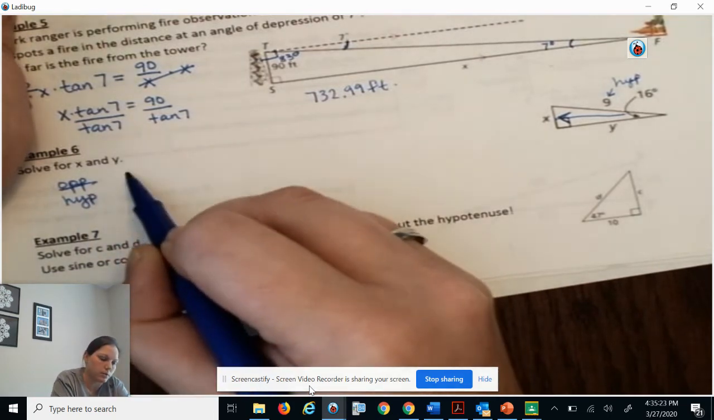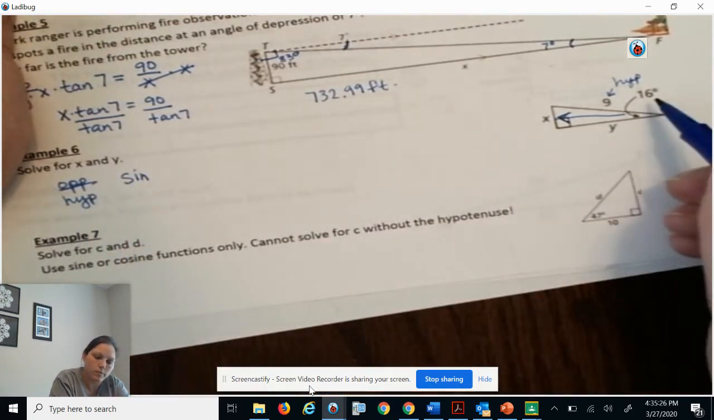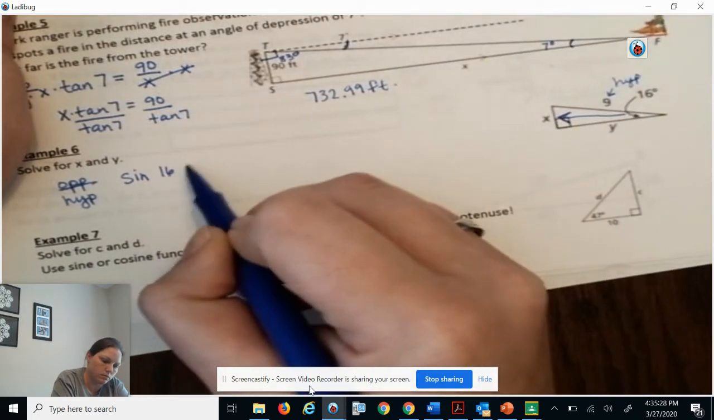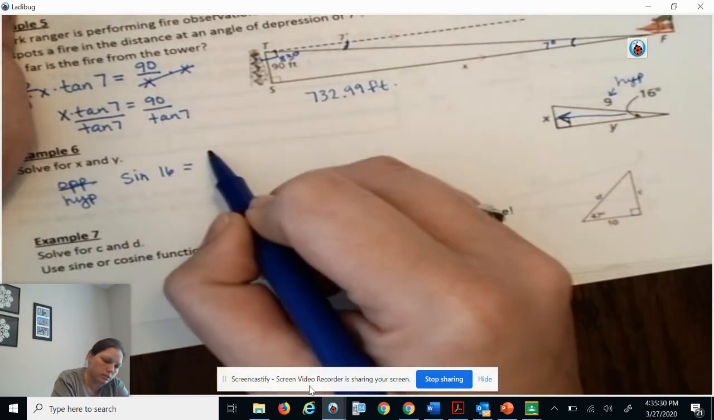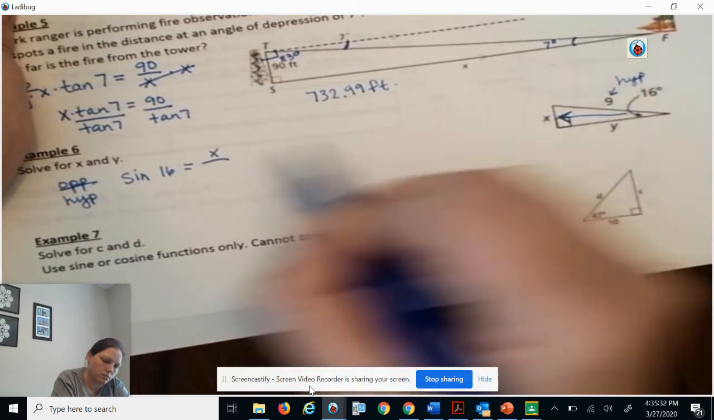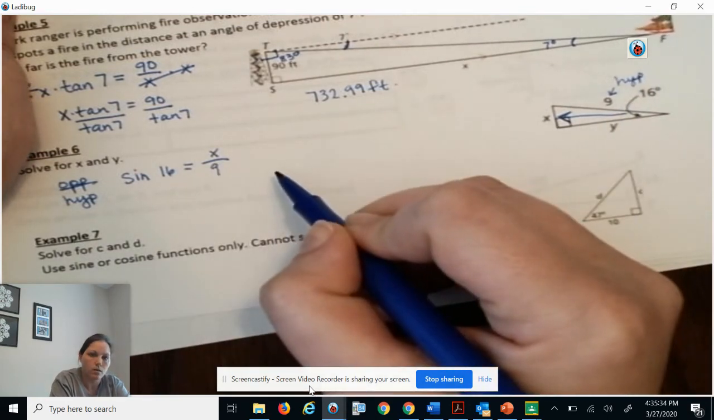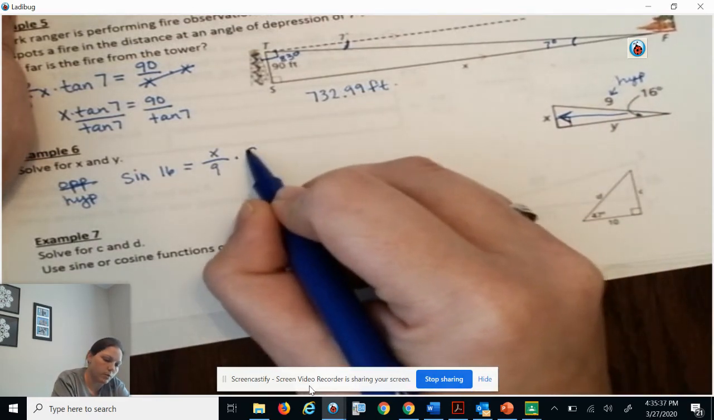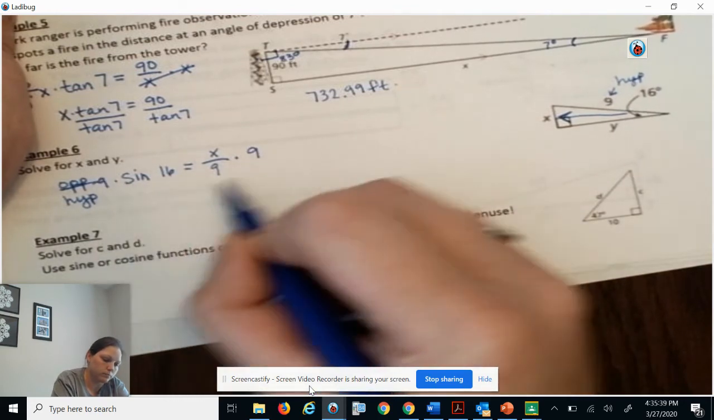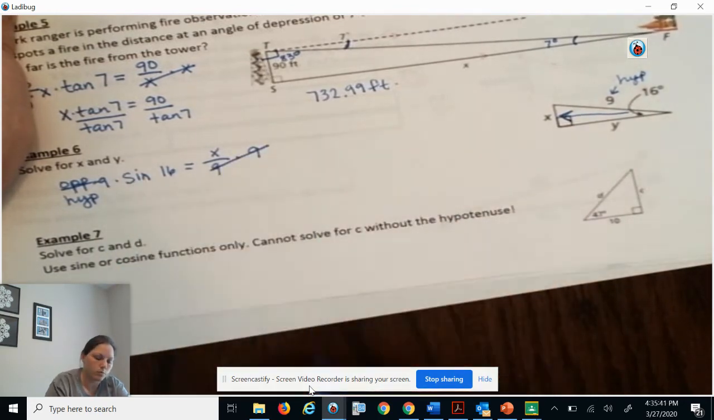Opposite over hypotenuse means I have to use the sine. And my given angle is 16. Opposite was x. Hypotenuse was 9. Get rid of the fraction by multiplying by 9. And then I can just multiply.